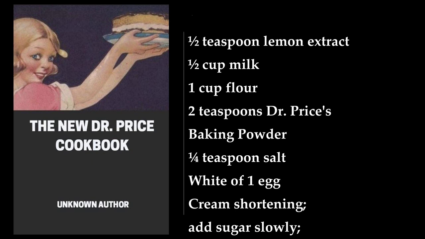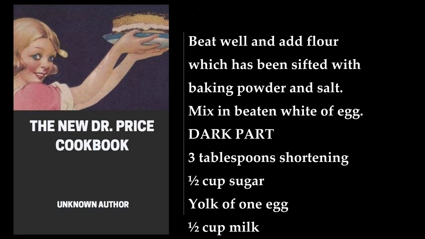Cream shortening, add sugar slowly. Add flavoring and milk. Beat well and add flour which has been sifted with baking powder and salt. Mix in beaten white of egg. Dark part. 3 tablespoons shortening. 1/2 cup sugar. Yolk of 1 egg.